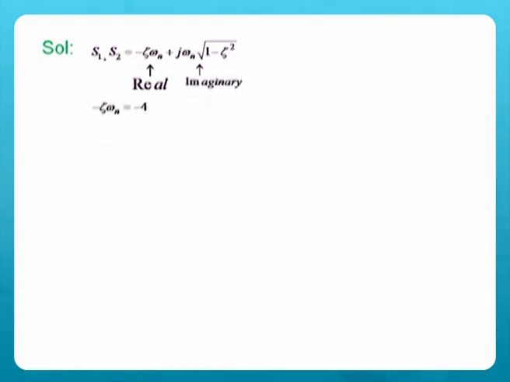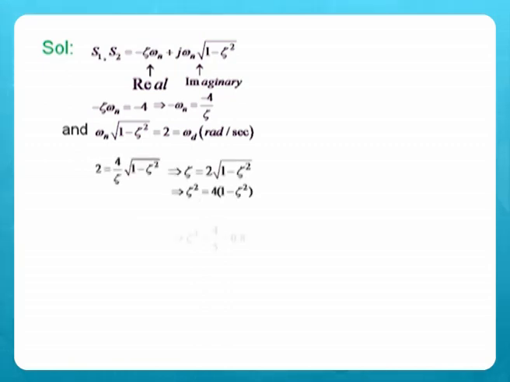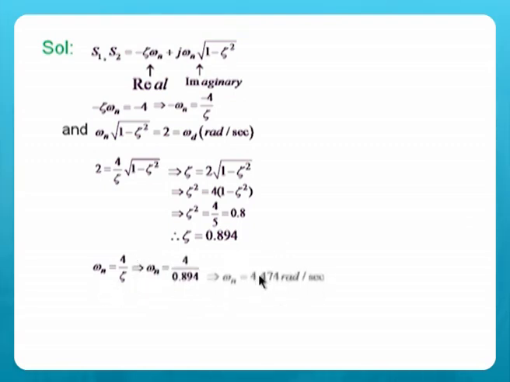So it is given in the problem that the real part of the pole is at -4. Equate this to -4, and equate this to the imaginary part, omega n under root 1 minus zeta square equal to 2, that is given in the problem, omega d in radians per second. So from this you can actually get the value of zeta as 0.894, and omega n is given by 4 by zeta.